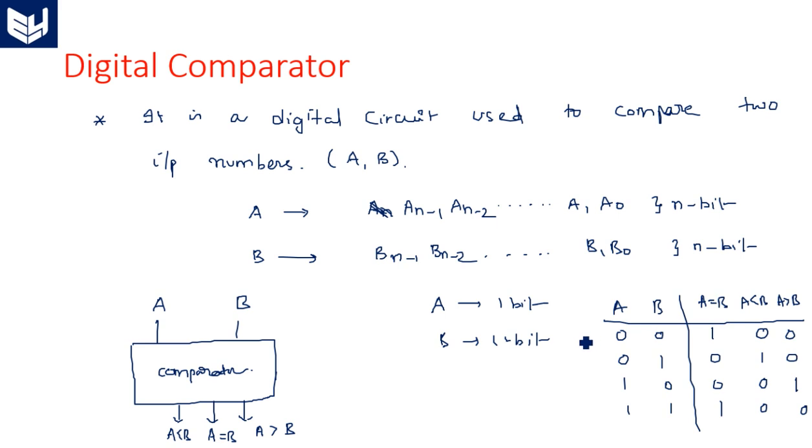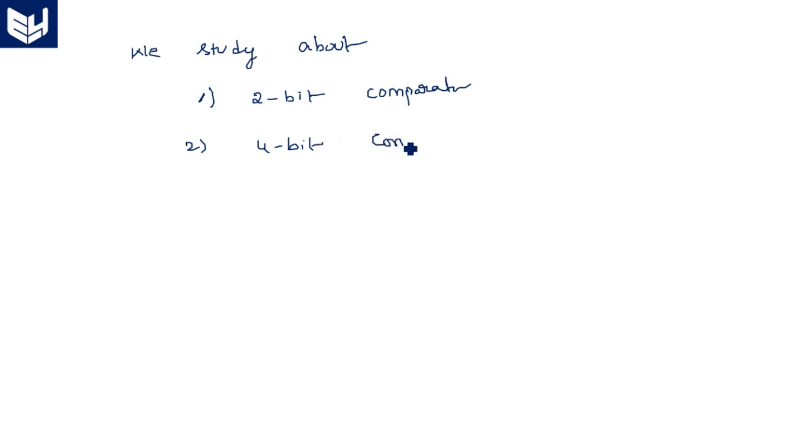Okay, suppose if you go to 2 bits, 4 bits, like that, up to n number of bits, then the comparator will have a different, more complex size. So in this particular concept we are going to study two basic comparators, very important. One is the 2-bit comparator, and the second one is the 4-bit comparator.